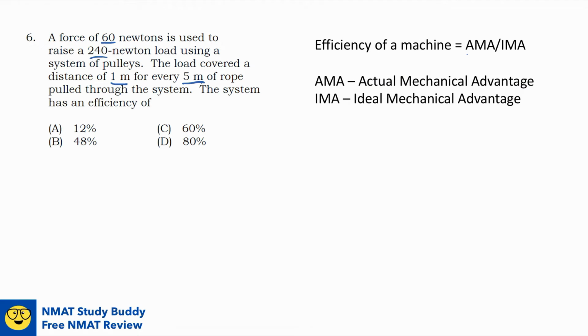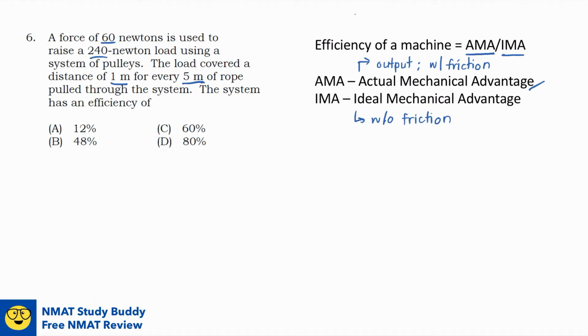So, yung efficiency ng machine, equal yan sa actual mechanical advantage over ideal mechanical advantage, AMA over IMA. Yung actual mechanical advantage, it takes into account the amount of input force that is used to overcome friction. Meanwhile, yung ideal mechanical advantage naman, it reflects the increase or decrease in force there would be without friction. So, dito, hindi niya tinitake account yung friction.